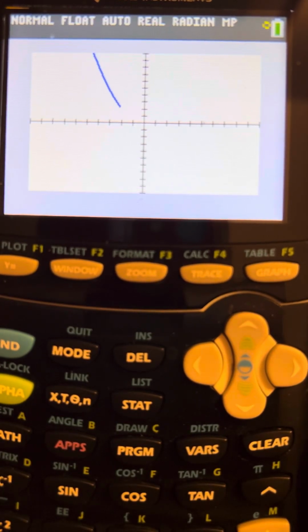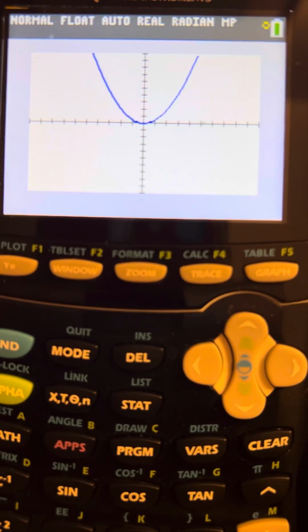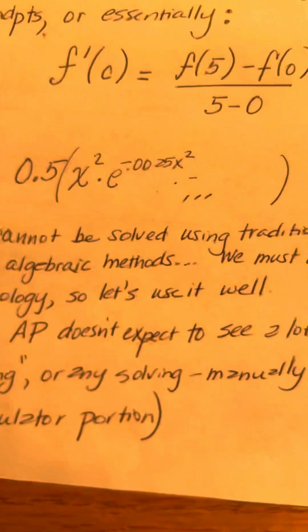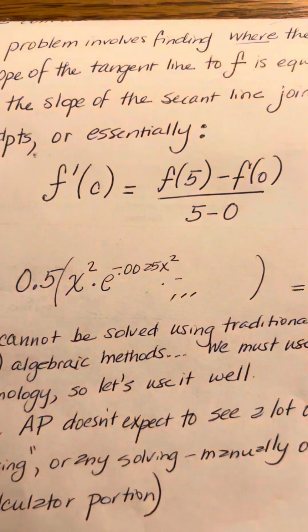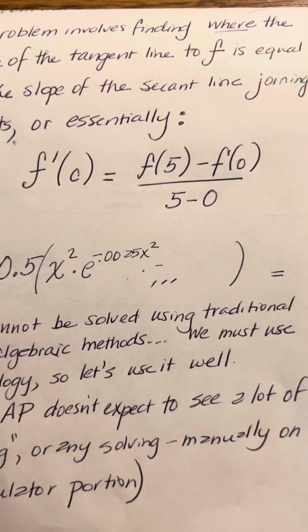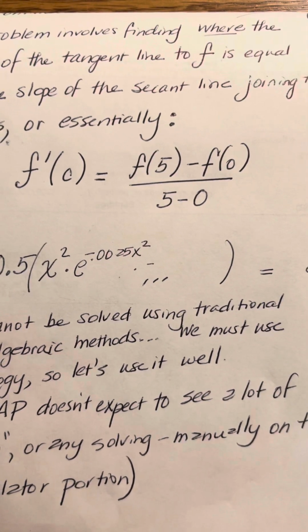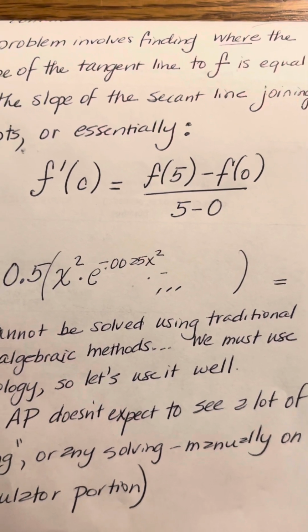It's a little slow because it is a product of two types of functions. It looks almost parabolic, which isn't too surprising given that first term of x squared. But if you remember, essentially I want to solve this equation where f prime of x is equal to that secant value, or the slope of the secant line.